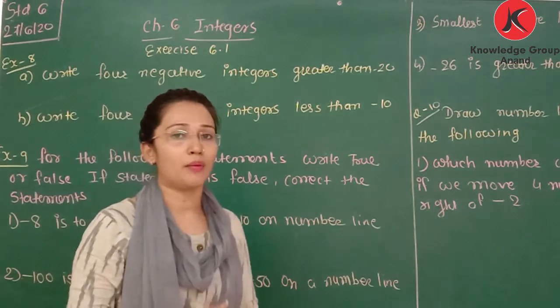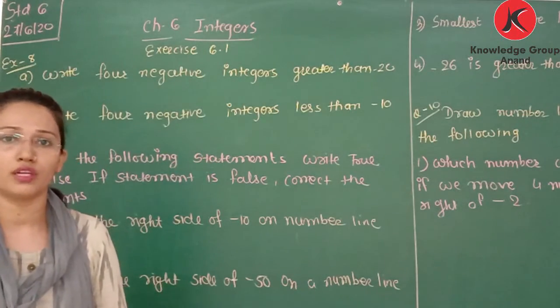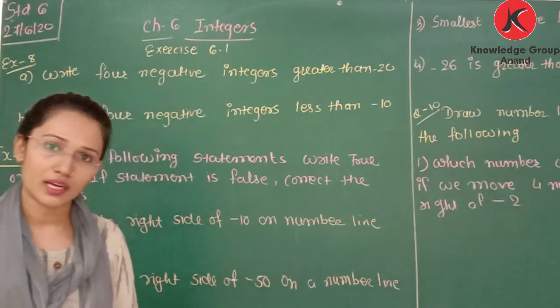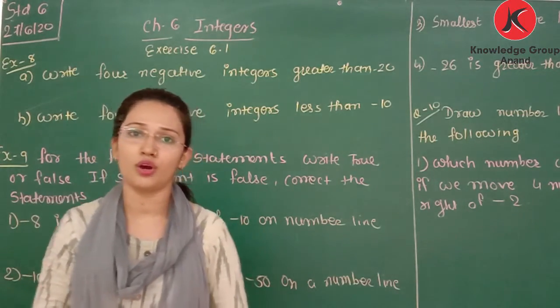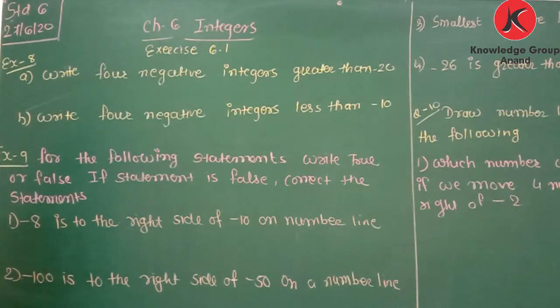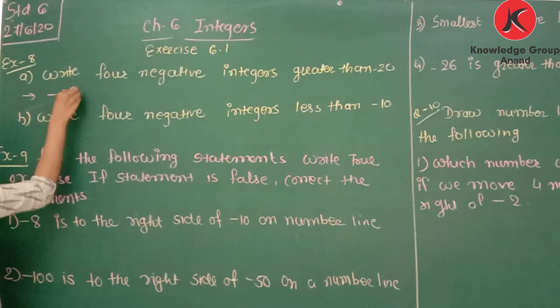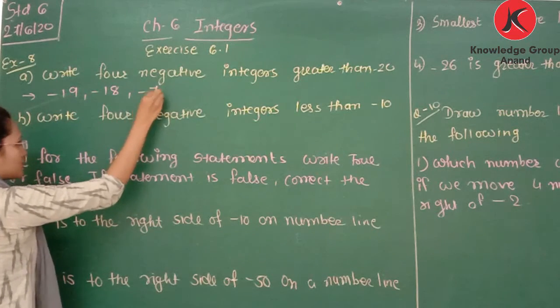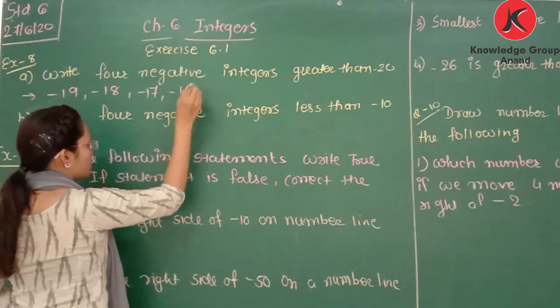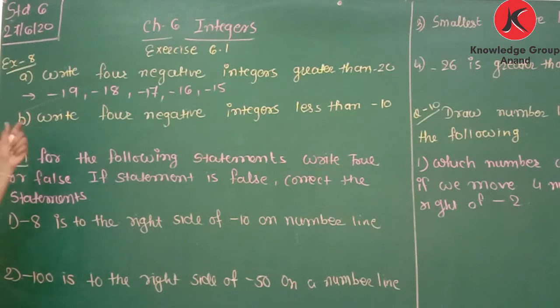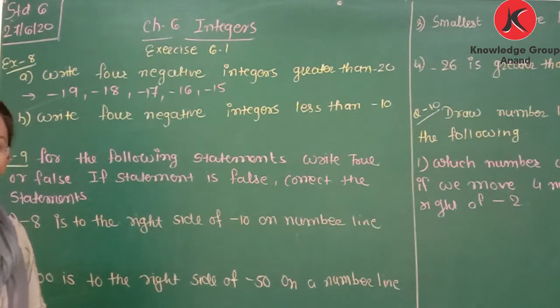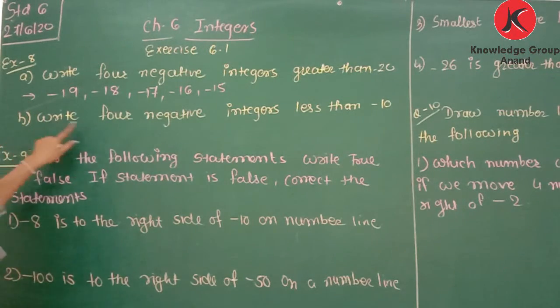Also you can write the numbers that are on the right side of -20 on the number line, that are greater. જો તમે નંબર લાઈન ડ્રો કરો અને -20 કરતા જે પણ રાઈટ બાજુના નંબર હોય એ બધા ગ્રેટર થાય. So you can write positive numbers or you can write -19, -18, -17, -16, -15, all are greater than -20. Or you can write 0, 1, 2, 3, 4 because we know that positive integers are greater than the negative integers.